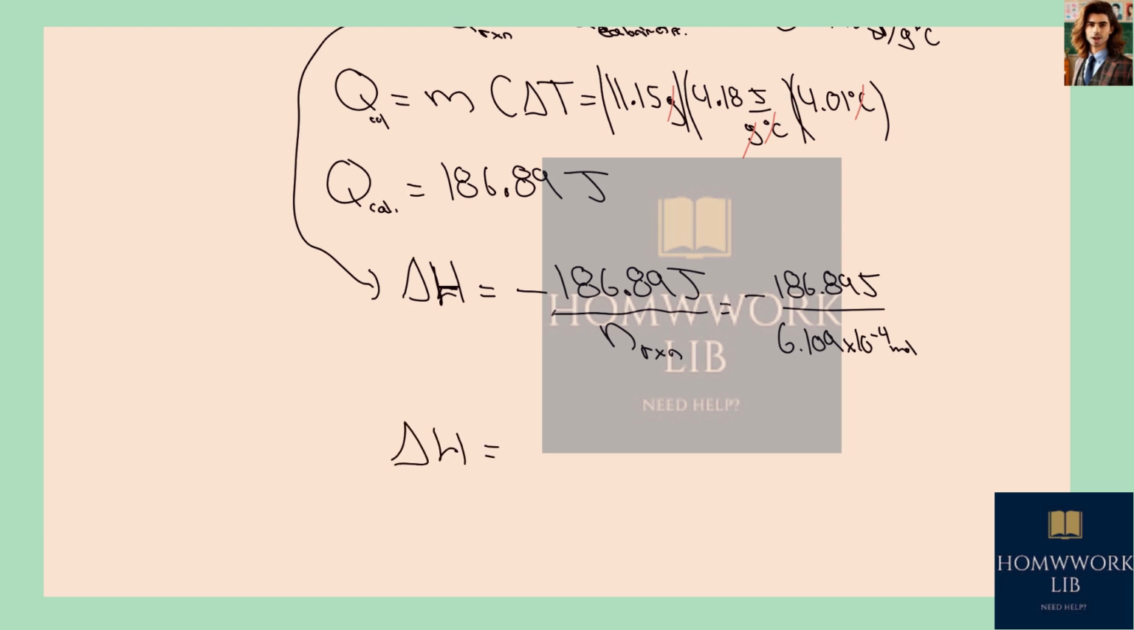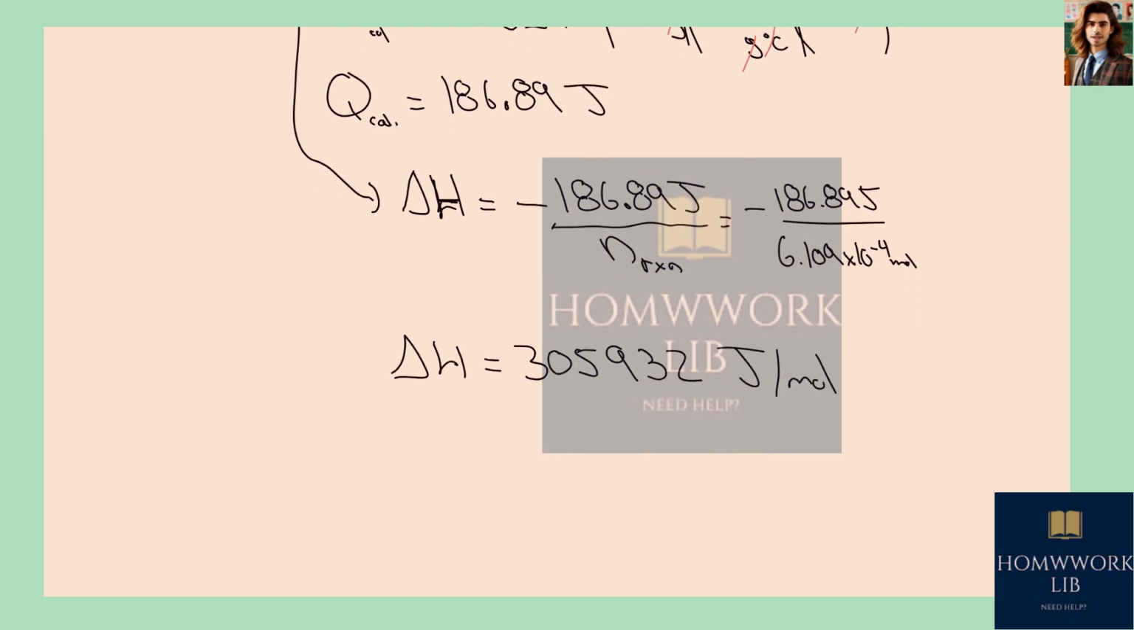This gives us the final result for delta H of 305,932 kilojoules per mole. Sorry, joules per mole. I went a little bit ahead of myself. Joules per mole. Here I'm not going to put all of the decimal points because it doesn't make sense, since the result is asked in kilojoules per mole. So delta H is going to be 305.932 kilojoules per mole. And that would be all.